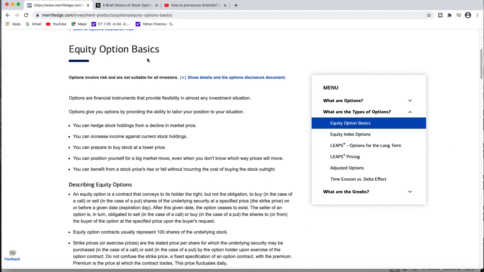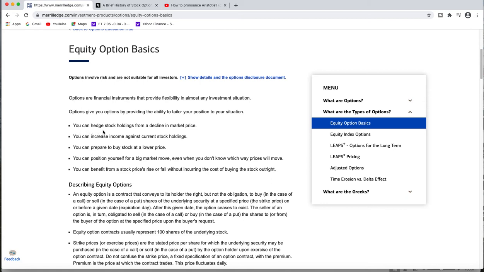Equity option basics. All right, options are financial instruments that provide flexibility in almost any investment situation. Options give you options. Look at that. By providing the ability to tailor your position to your situation. Sometimes I say that too. Options give you options. And people will be saying, what are you trying to say? Are you talking about the option or are you trying to talk about options of the option? It can be confusing, guys.